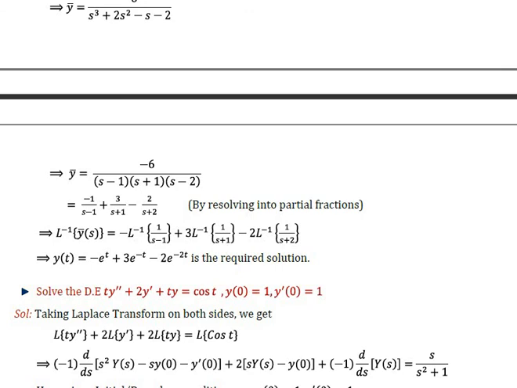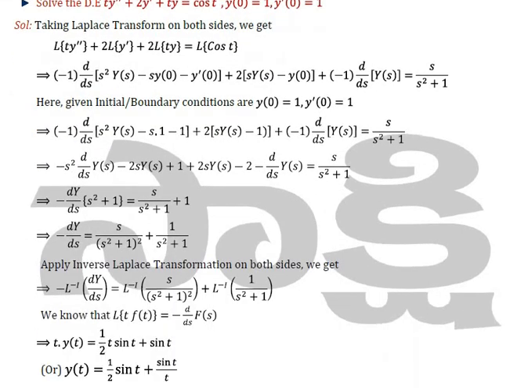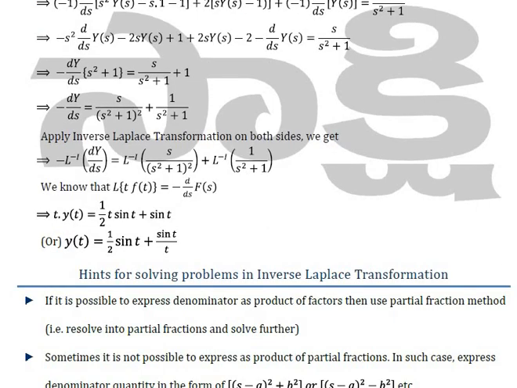Now similarly, the second problem we can easily solve by using the definition to get y of t equal to half sin t plus sin t by t.